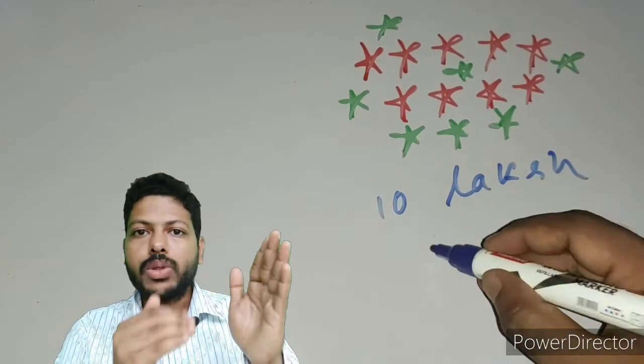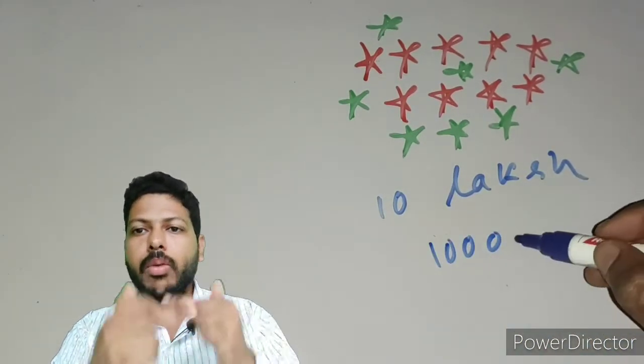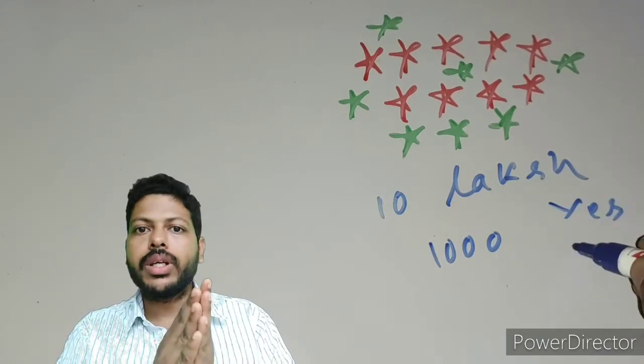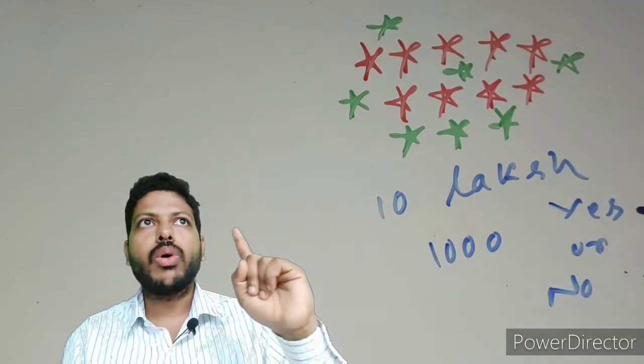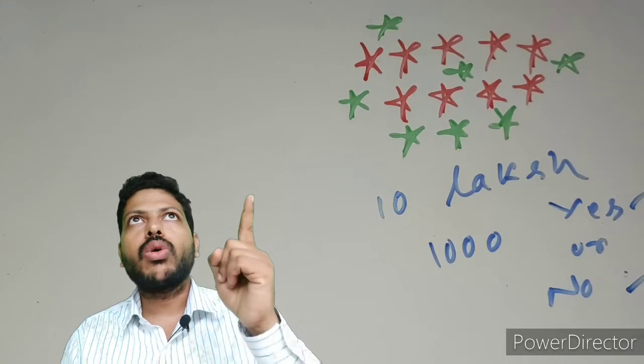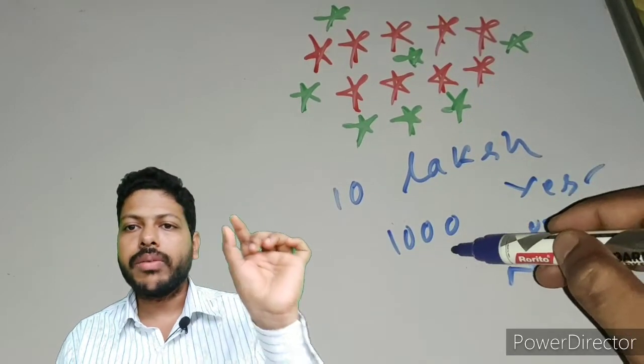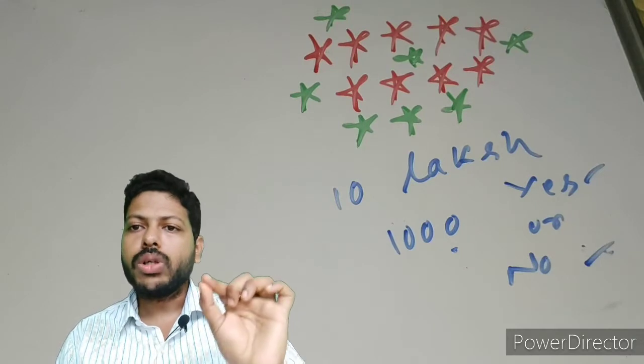algorithm. Suppose a bank has some 10 lakh records. Out of those 10 lakh records, the model will be trained and created in such a way that it can understand whether the loan has to be given or the loan should not be given. Yes, the loan has to be given. No, the loan should not be given.